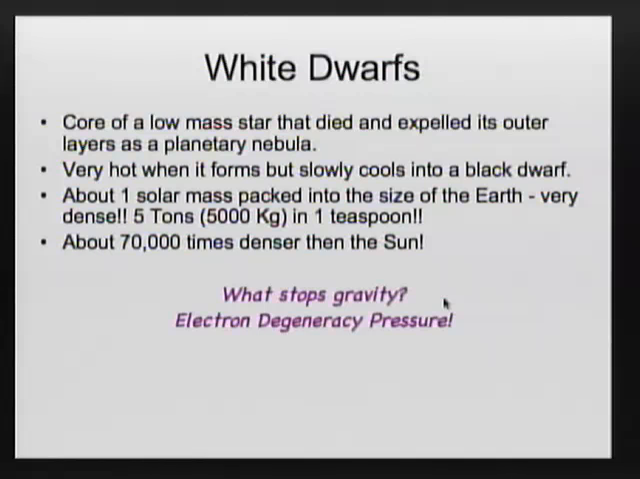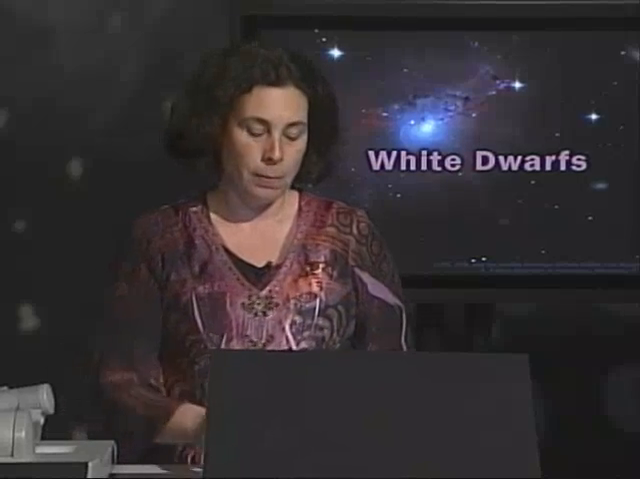And what stops this white dwarf from collapsing completely is the degeneracy pressure that we talked about before. In this case, it's electron degeneracy pressure, which you can think about as just the atoms are so close together that it's very hard to make them even closer together.